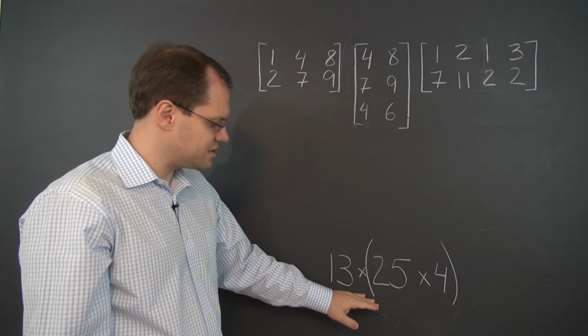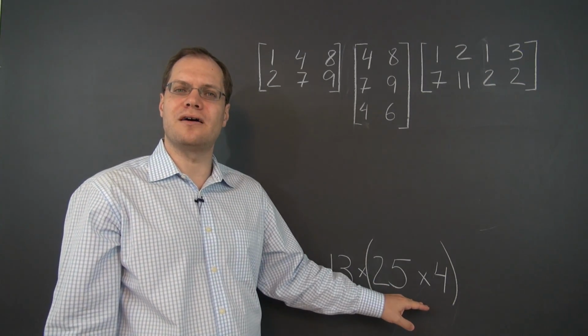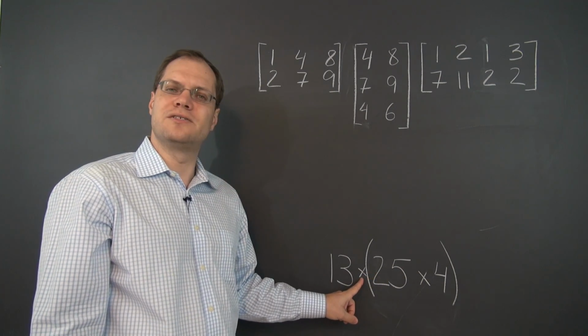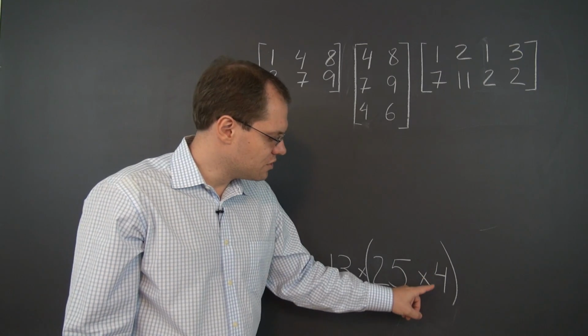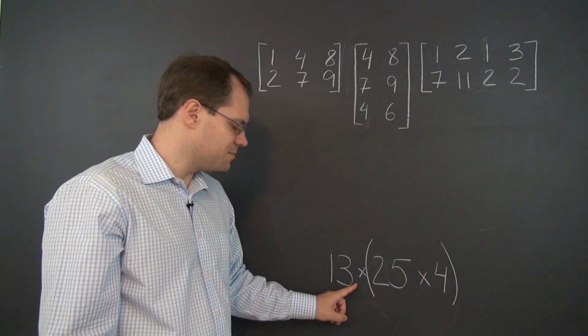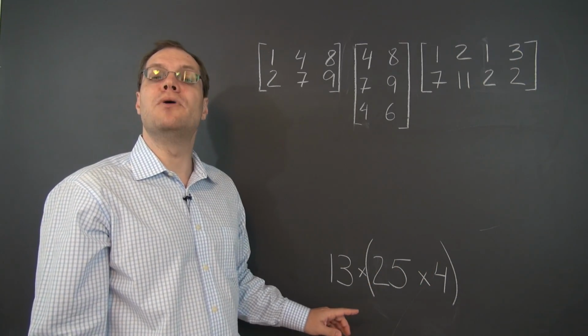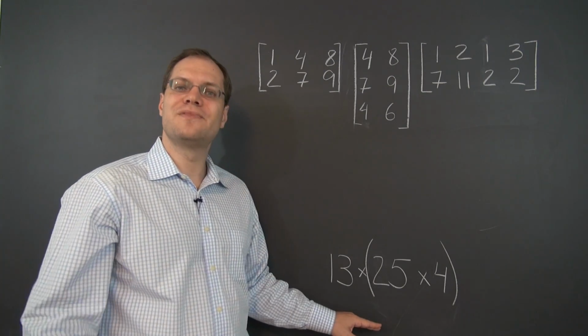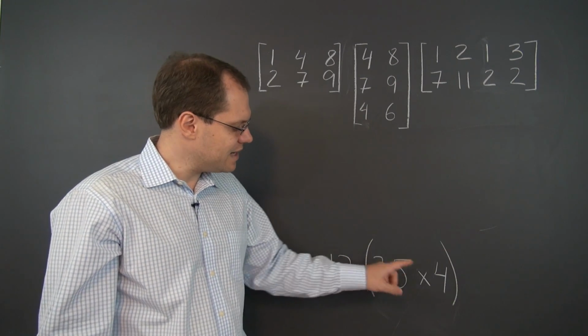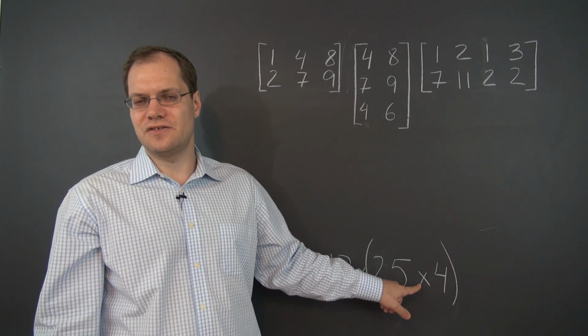Associativity means just that when you have a triple product, it doesn't matter whether you do this product first and then multiply the result by 4, or do this product first and then multiply it by 13. In both cases, you would get the same result, so you should choose the version that's easier to carry out. And that's, of course, doing this multiplication first.